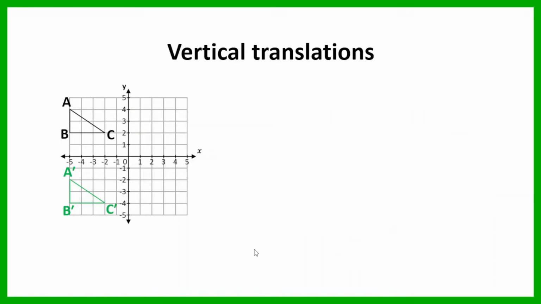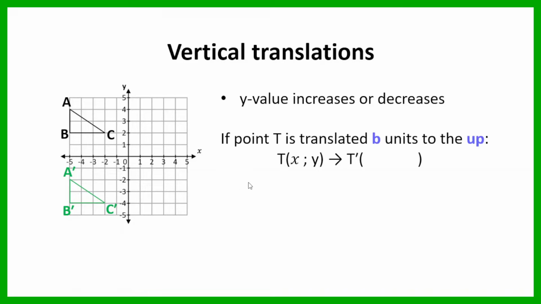If you have vertical translations, that means that you're going up or down like this on the Cartesian plane. When you have vertical translations, then the y value is going to increase or decrease. And our rule is that if you have point T which is being translated b units up, then the y value is going to increase, because as you go up on the Cartesian plane, the y values go up. So your y value will increase by b. So x is going to stay as it is, and you're going to have y plus b.